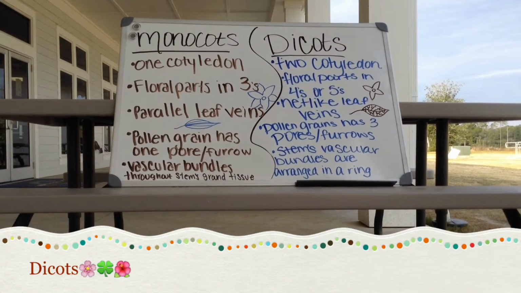Dicots have two cotyledons, floral parts in fours or fives, and net-like leaf veins. Pollen grains have three pores or furrows. Stems' vascular bundles are arranged in a ring.